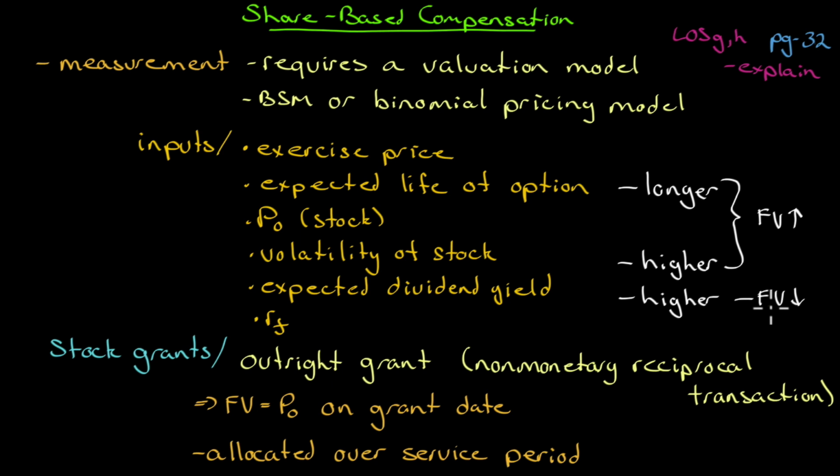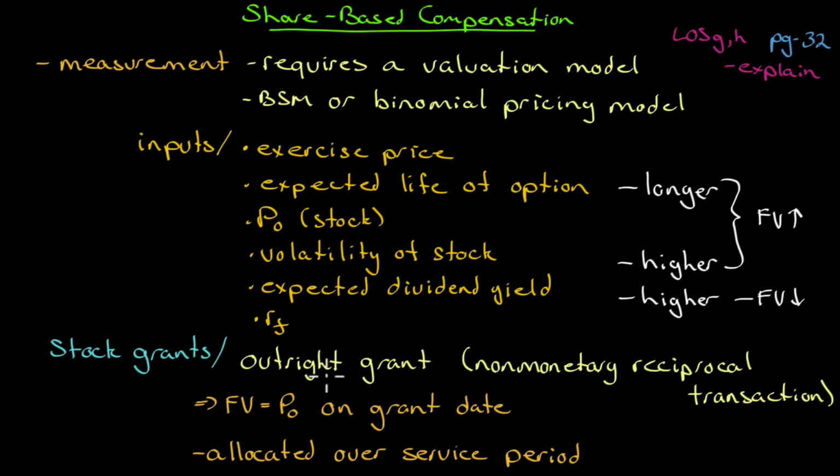Stock grants. There are three types of grants we'll look at. An outright grant, number one. It's called a non-monetary reciprocal transaction. Why? Because it doesn't require any money, and it's a reciprocal transaction in the sense that we're going to grant you some stock and you're going to grant us your services. So in accounting terminology, it's referred to as a non-monetary reciprocal transaction.